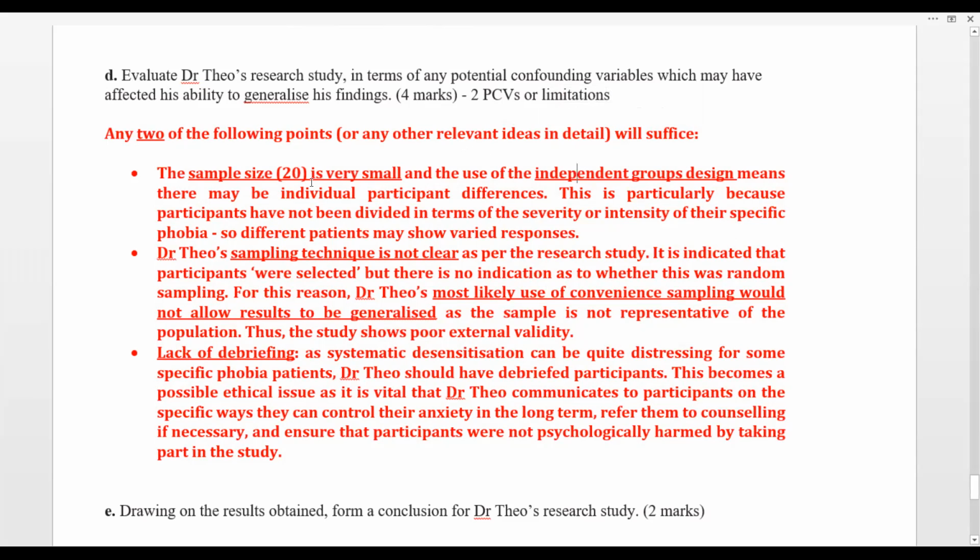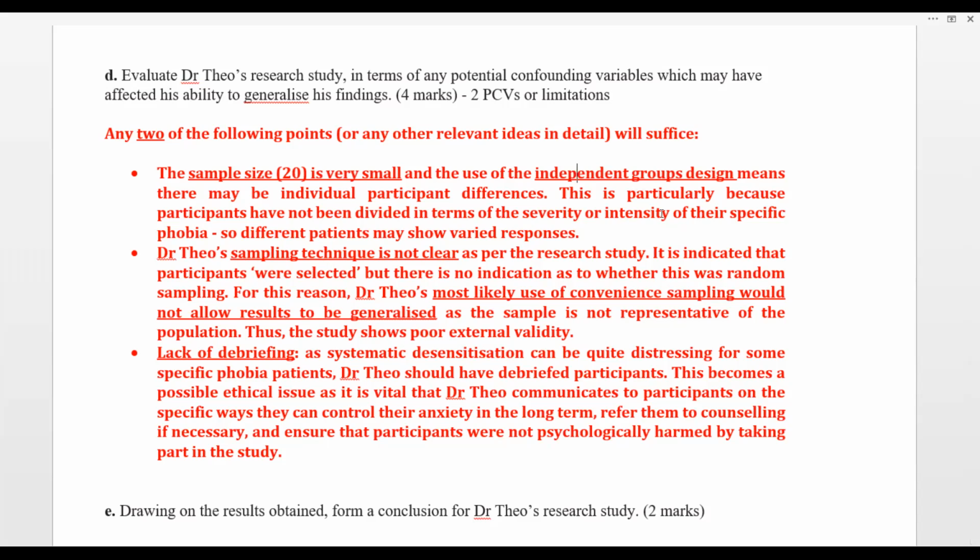Now, number 1, the participants in Dr. Theo's study, the sample size, in other words, is quite small. So obviously there's a lot of room for individual participant differences, particularly because he does use an independent groups design as well. So this is going to be a problem because we might have 10 participants who start off with specific phobia, but one of them is on the very extreme scale.